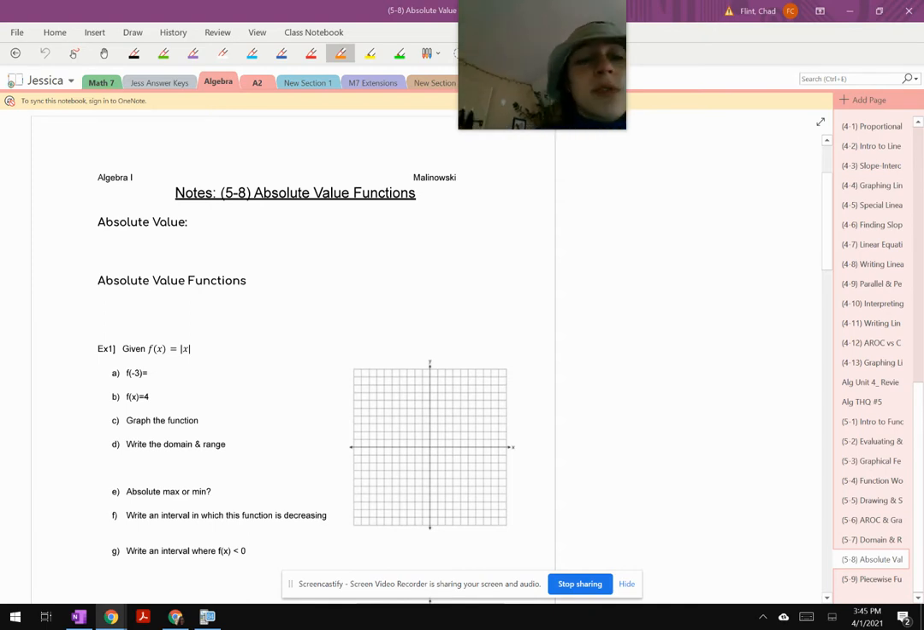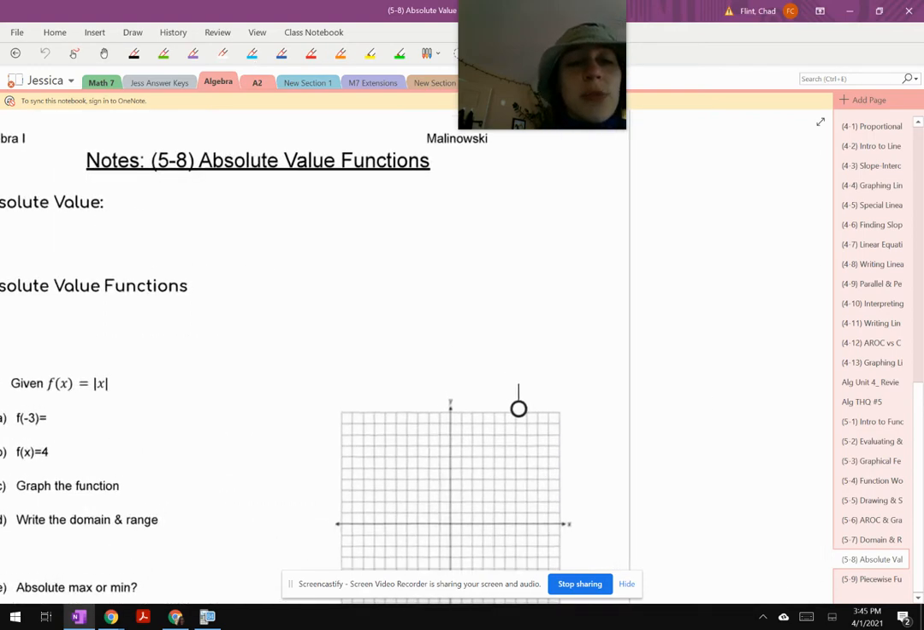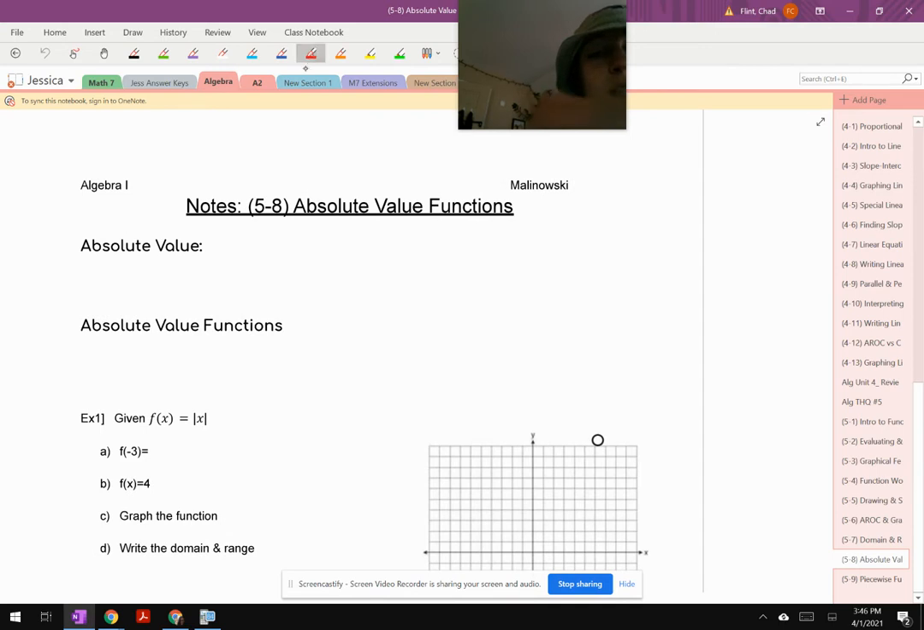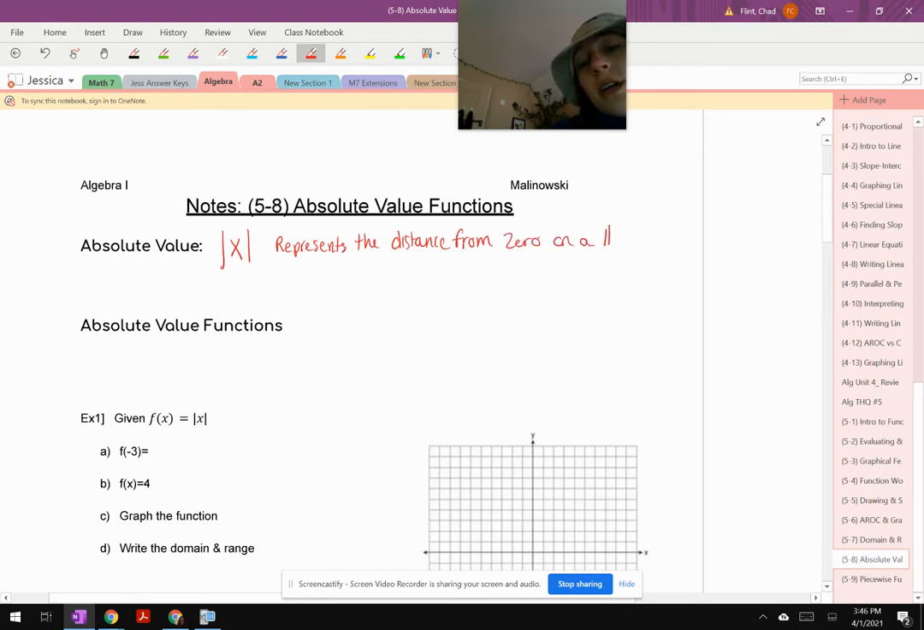So remember that absolute value are those absolute value bars. They've been in your brain since 7th grade when I first taught them to you. The absolute value of x just represents the distance from 0 on a number line. And when you're talking about that, we always have a positive absolute value.